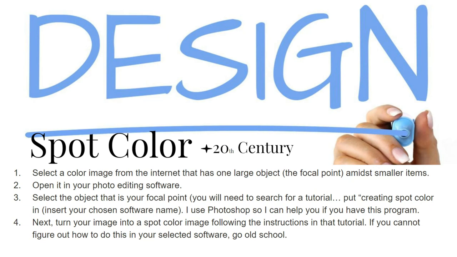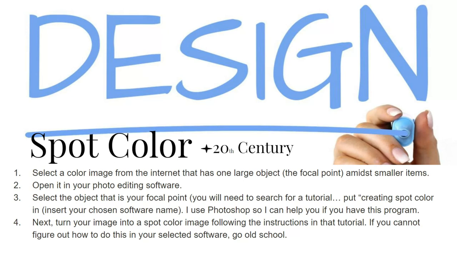If you're going to do this 20th century style, so digitally, you need to select an image from the internet or from your computer if you have images already saved on your computer. It needs to have a large object, your focal point, up front amidst smaller items. So like that example of the sunflower, something like that would be perfect if you could find a full color picture of that. Open it in your photo editing software.